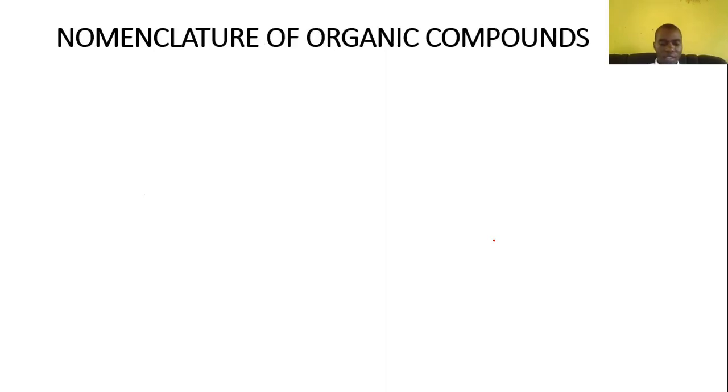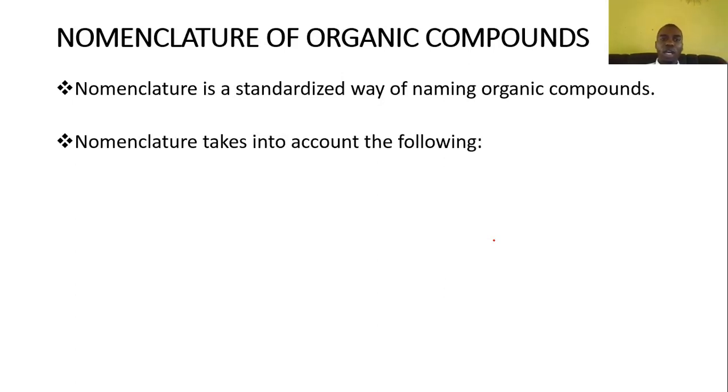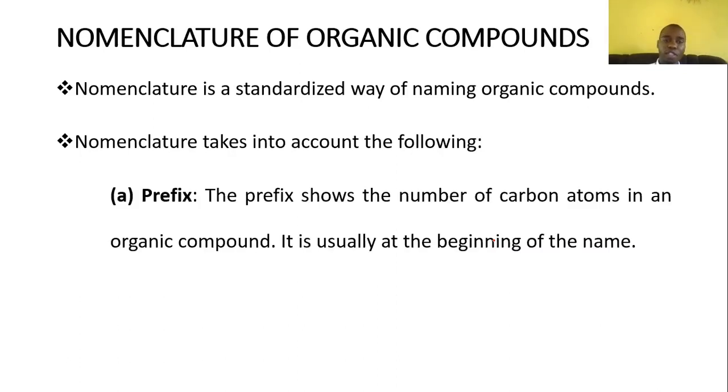All right, let's dive straight into the nomenclature. Nomenclature is a standardized way of naming organic compounds. Nomenclature basically takes into account two things. The first one is what we call a prefix. A prefix simply shows the number of carbon atoms in an organic compound. If you remember your English very well, a prefix is just the first few letters of a main word. In a word, we've got a prefix, main root, and a suffix. So this one is usually at the beginning of the name.